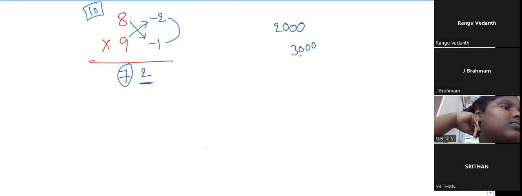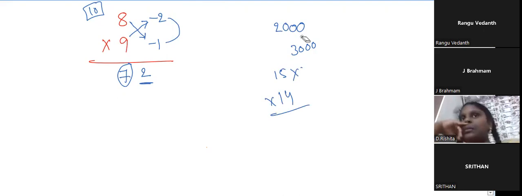Sir, we can take an example as 15 into 14 also, sir. 15 into 14, the common base is 10 only, no? Yes, sir. But if he is asking for 15 into 50, then we cannot use this method. Okay?